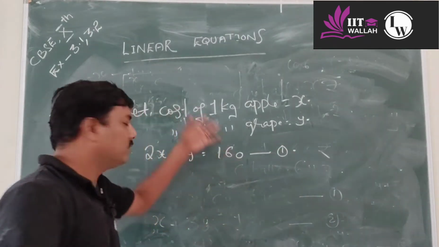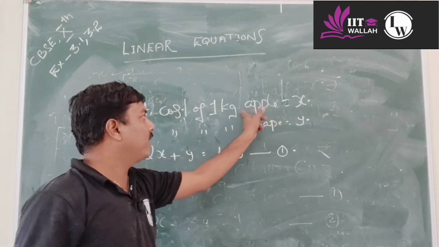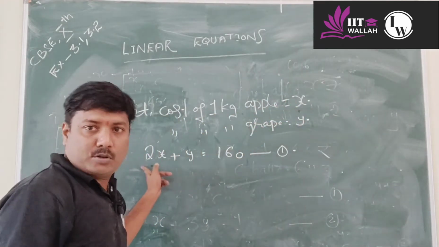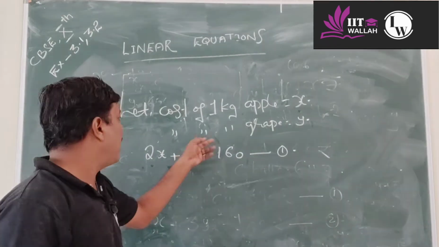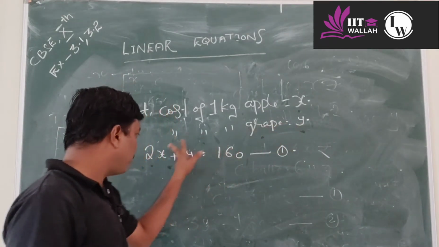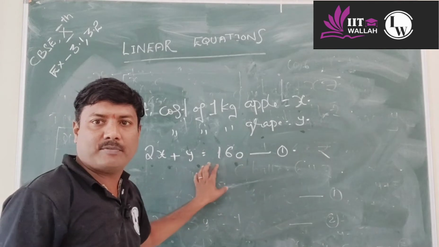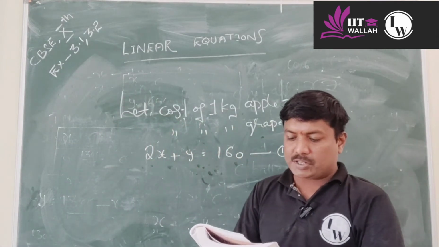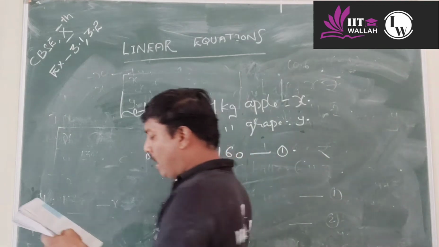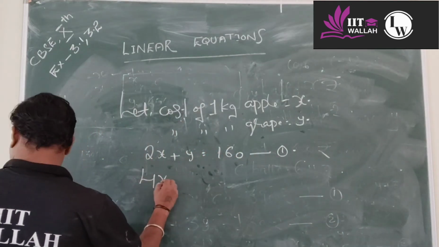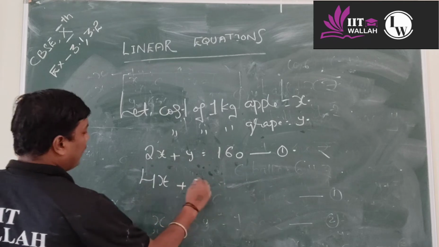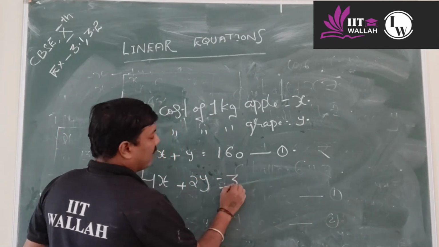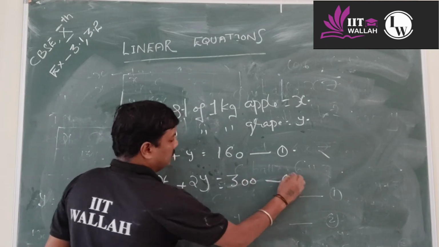Okay, one day, these are the rates. If 1 kilogram apple costs x rupees, 2 kilogram will cost 2x rupees. And 1 kilogram grape costs y, so plus y is equal to 160. This is the first condition given in the question itself. Second condition is 4 kilogram apple, 4x, plus 2 kilogram grape, 2y is equal to, will give you 300. This is the second equation.